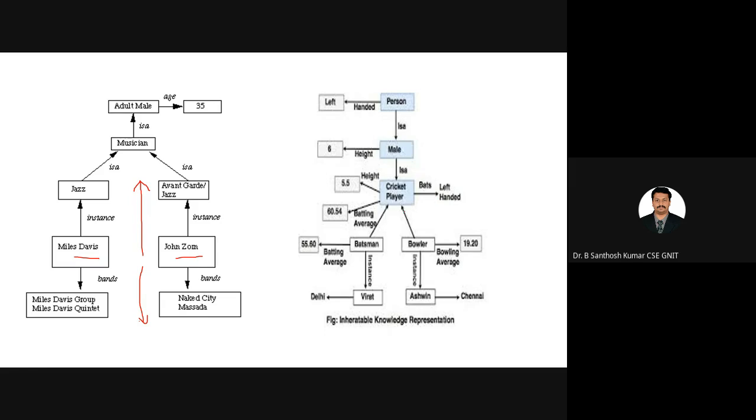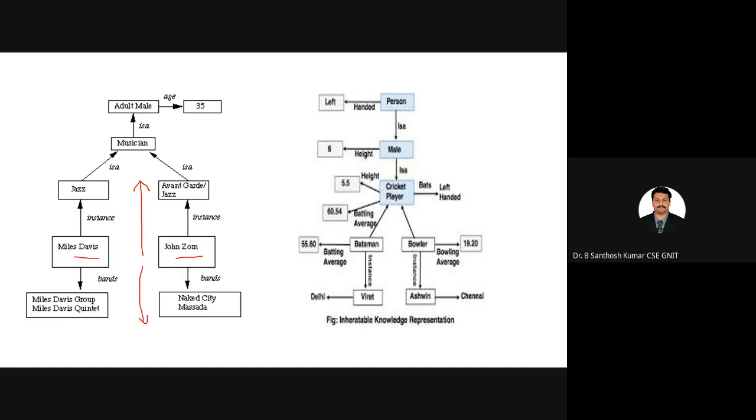Next, here they are categorizing: the batsman and the bowler. If you consider this, the batsman is a cricket player and the bowler is also a cricket player. The batsman's batting average is 55.60. Here the bowler's average is 19.20, which is a bowling average. Because we are following the bottom-up approach, this is called generalization.